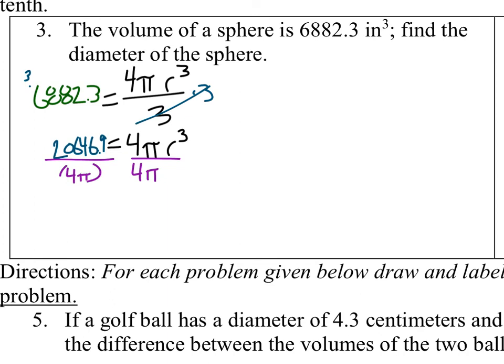Again, you may want to put that in parentheses there. So I'm just left with the r cubed now because these cancel out. I got 1643.03. Now to solve this one, I'm just going to take the cube root of both sides, and that will give me my radius. It appears I get 11.8 inches. But this wants the diameter, so I'm going to have to multiply this by 2 still.